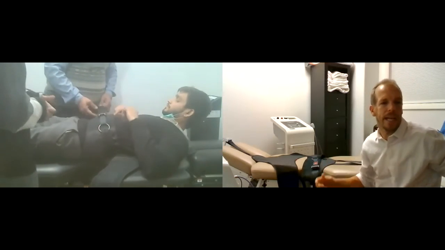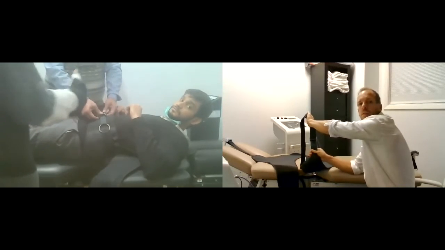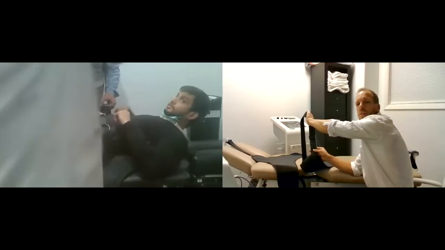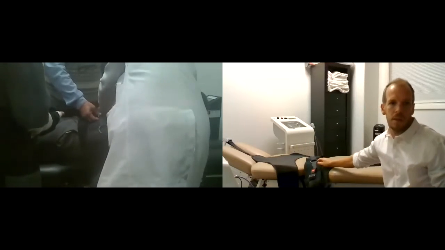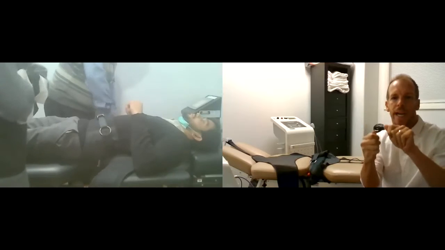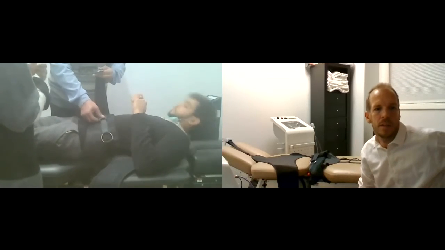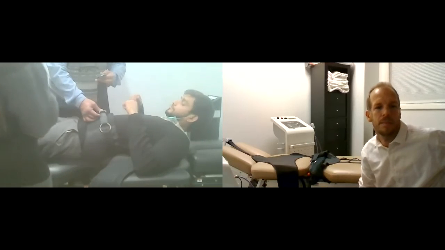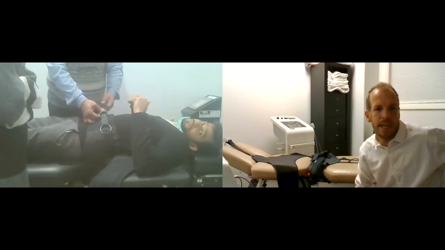No. Grab with your right hand, grab here. Before it goes into the buckle. So you're feeding it with your right as you're pulling with your left. Yeah. Okay. It still needs to be way tighter. You got to get that pretty tight.